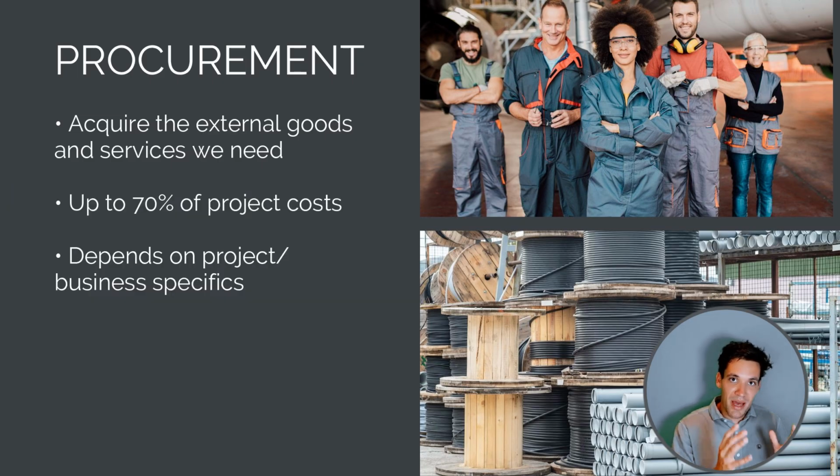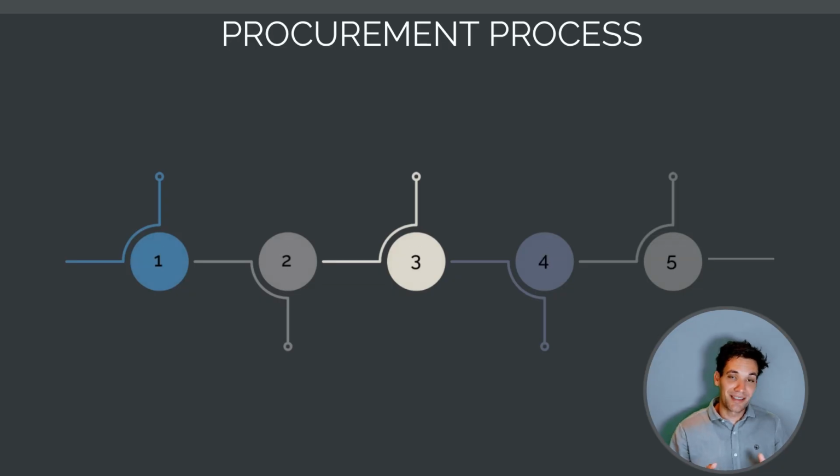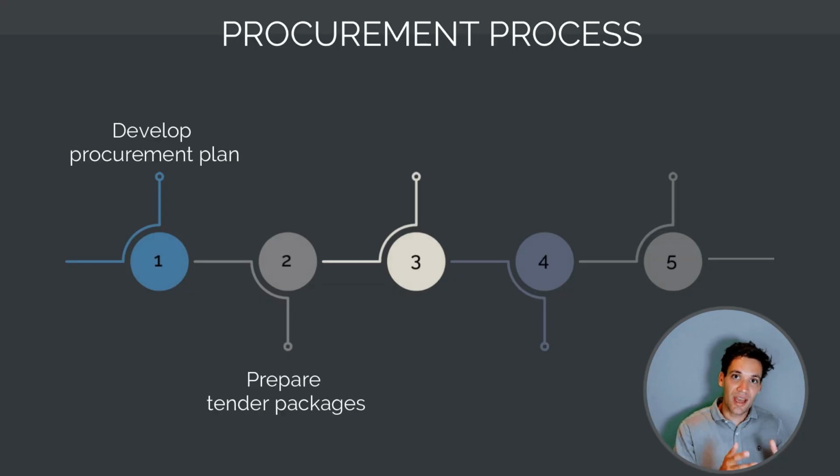So really managing procurement effectively is one of the key things you can do to ensure your project comes in under budget. How do we manage procurement? Well, we need to develop a procurement plan. We need to prepare tender packages for everything we need quotes from market.